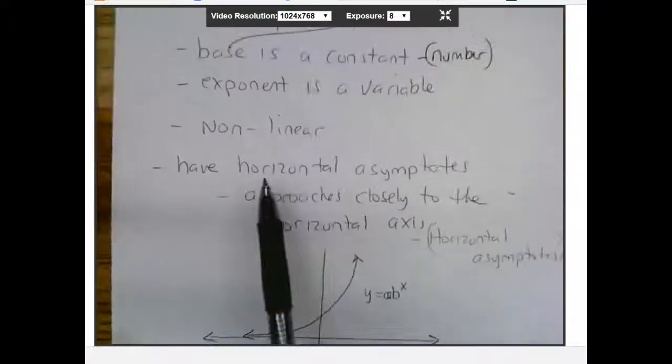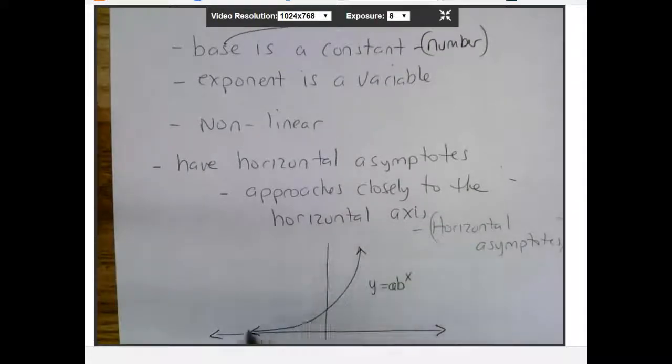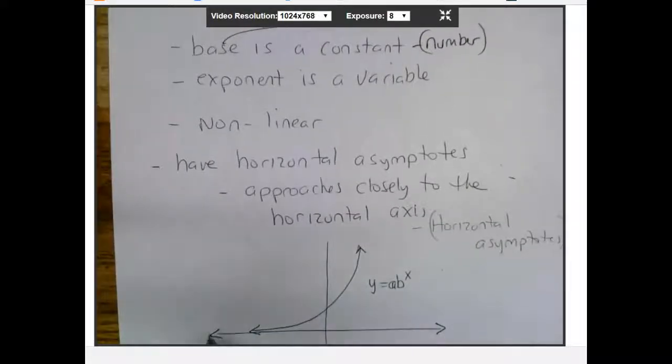These also have something called horizontal asymptotes, and that means the graph itself, the line it forms, gets really close to the x-axis, but it never quite touches it. So there's always a little bit of space in there. These generally form when you have exponential growth or exponential decay going the other way.